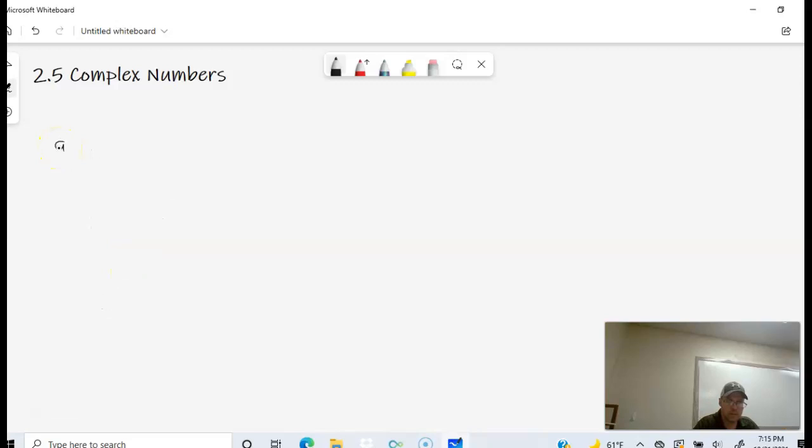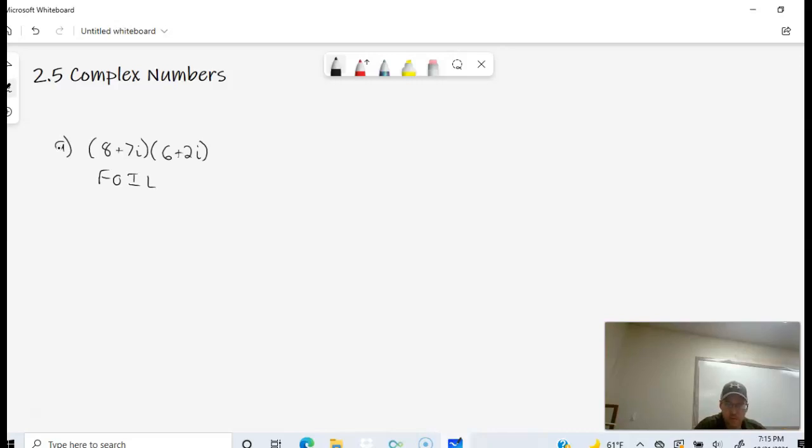Alright, let's get a little bit deeper here. Let's do a complex number, 8 plus 7i times another complex number of 6 plus 2i. Alright, so I automatically see a binomial times a binomial. I need to be thinking FOIL.